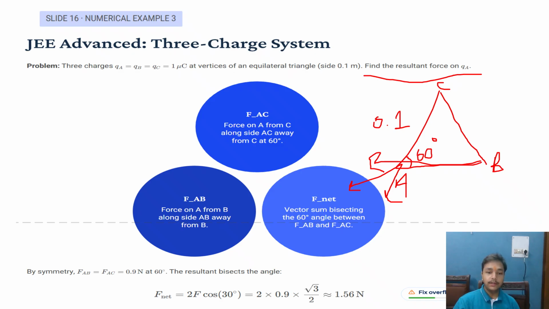So the net force will be 2F into cos of 30 degrees. So since it is bisecting, it would be 60 degrees divided by 2, which is equal to 30 degrees. So 2 into 0.9 Newton multiplied by cos of 30 degrees, given as root 3 by 2. Okay. So it is equal to 1.56 Newton. So you can solve this, and if you still have any doubts in this problem, you can always mention in the comment and I would be more than happy to solve your doubts.